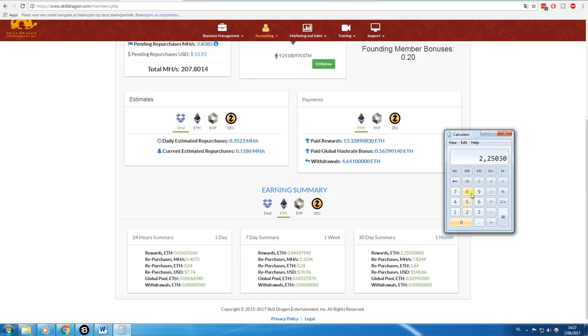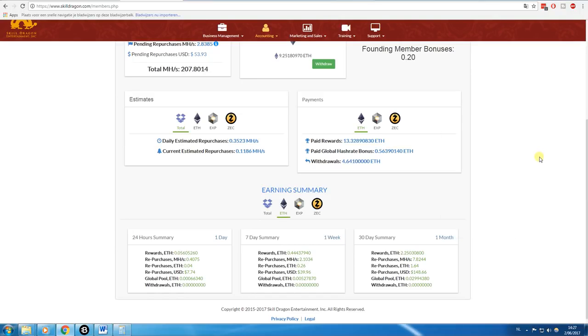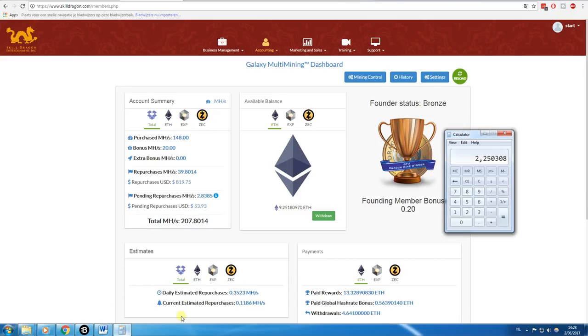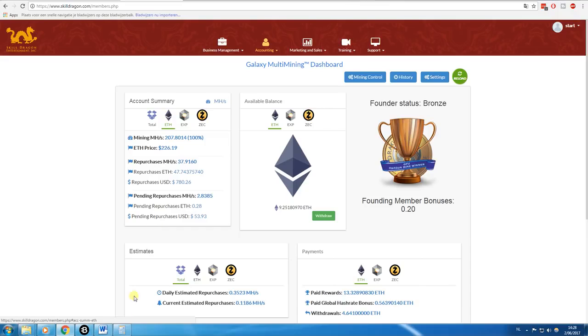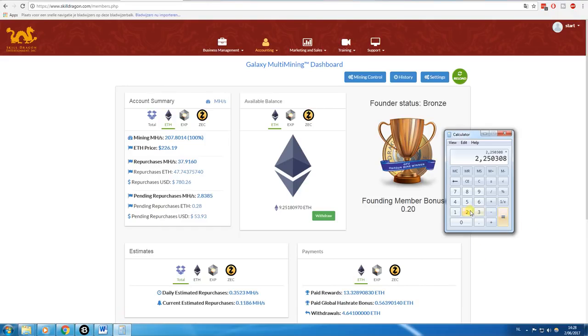So let's see, 2.25038. These are my mined Ether coins from the last 30 days times the current price. What is the price? 226. It is going up again. Yesterday it was 220. So that's $508.